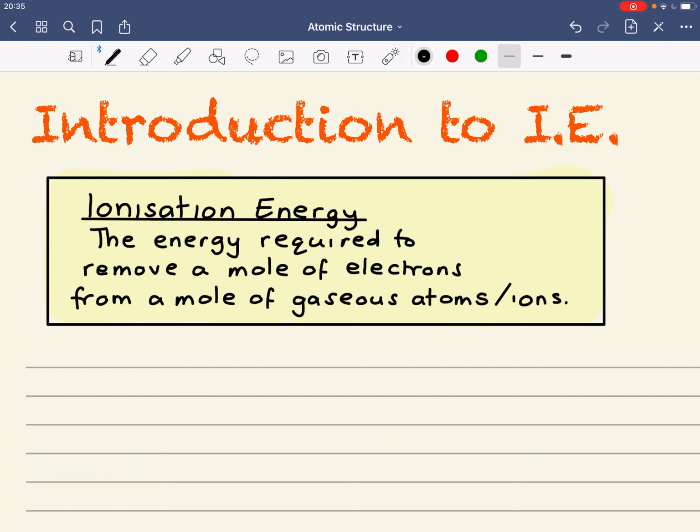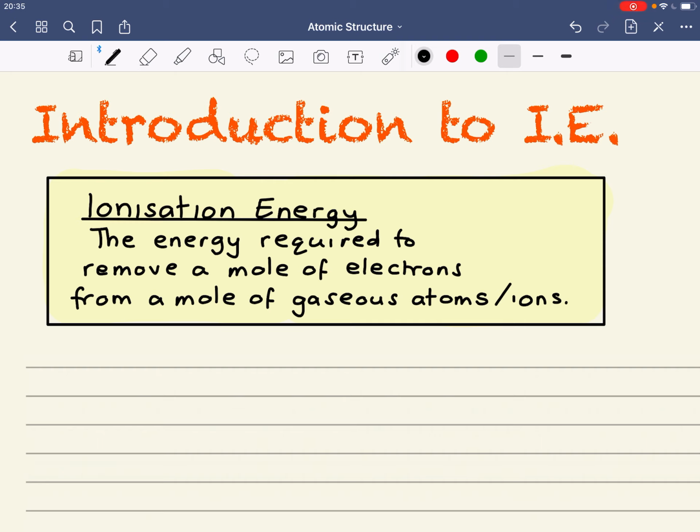Here we look at an introduction to ionisation energy. You've got a definition for ionisation energy there: the energy required to remove a mole of electrons from a mole of gaseous atoms or ions. Now, it's very common that an exam question could ask you what is the definition for the first ionisation energy.